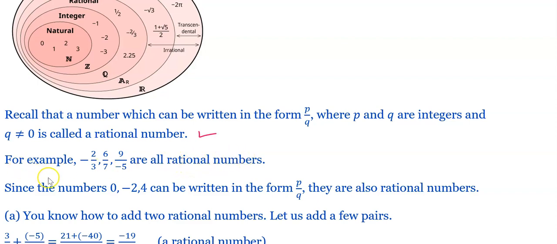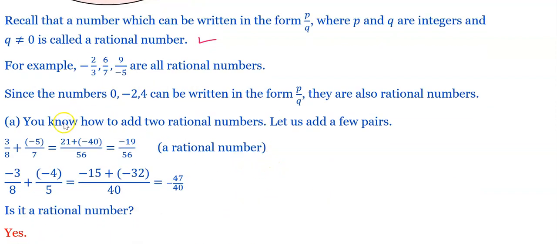For example, -2/3, 6/7, 9/-5 are all rational numbers. Since the numbers 0, -2, 4 can be written in the form p upon q. For example, 0 can be written as 0/1, -2 can also be written as -2/1, and 4 can be written as 4/1. Therefore they are also rational numbers.